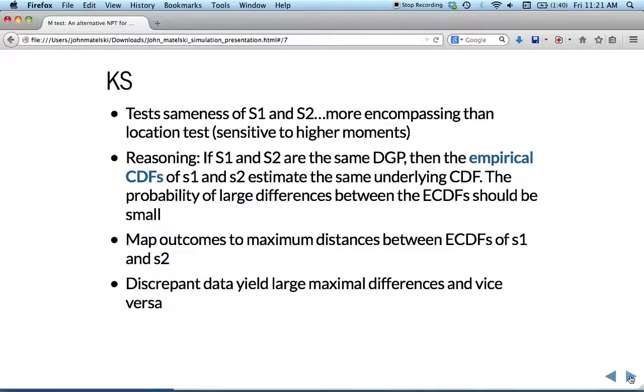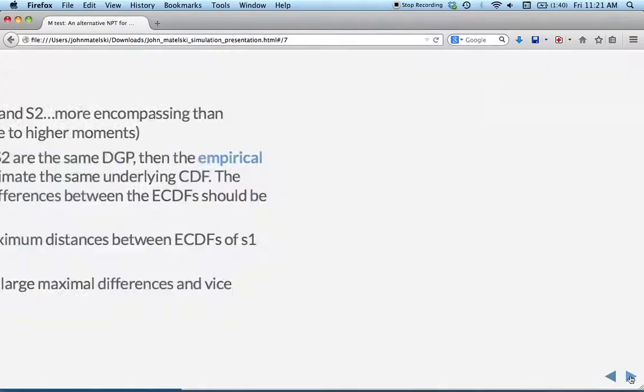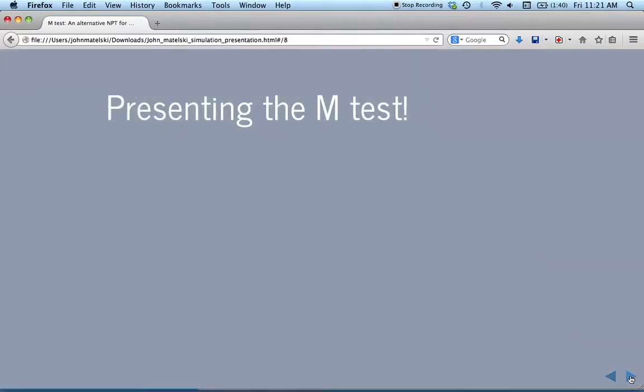And the idea is you're mapping the outcome space, the configuration of balls, basically, into distances between the empirical CDFs. Discrepant data are going to give you large maximal differences, and vice versa. Okay, so this is my idea for how to map from the outcome space to a number and then to a probability.